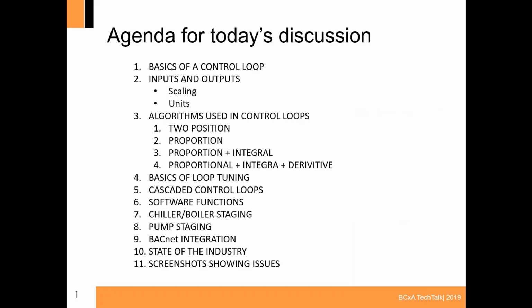We're going to talk about the basics of a control loop. For some of you, this might be a review. For others, it might be a good refresher. And then some of the issues with the types of inputs and outputs that we see. We're going to go through the algorithms used in controls. We're going to start basic with a simple PID. We're going to get into cascaded loops and some of the different software functions. Staging of chillers and boilers and pumps, which is all too common, and a lot of issues there. BACnet integration, there's always issues with BACnet integration. We'll talk about some of those.